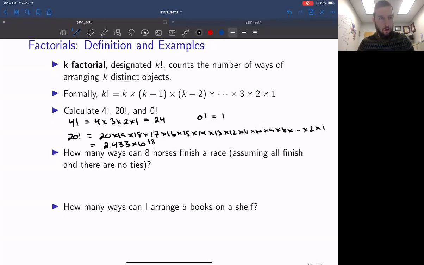Yes, Lorena, 1 factorial is 1. That's true. Is there a question? I hear typing.